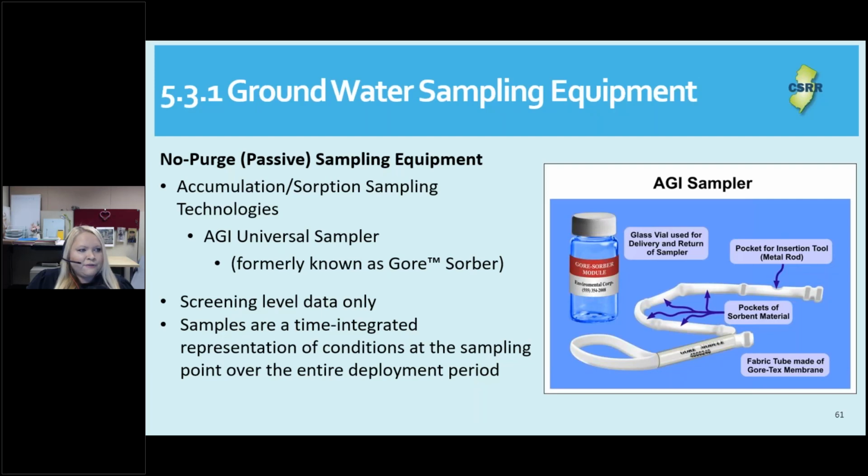The third category of no-purge sampling are accumulation or absorption sampling technologies. The example listed is the AGI universal sampler, formerly known as the Gore Sorber, and that's depicted here. That will be discussed further in Chapter 9, discussing soil gas. There are other types of accumulation or absorption passive sampling technologies, including POSIS, but basically of note is they're all considered screening level data only, and samples are a time-integrated representation of conditions at the sampling point over the entire deployment period. And next slide, please.